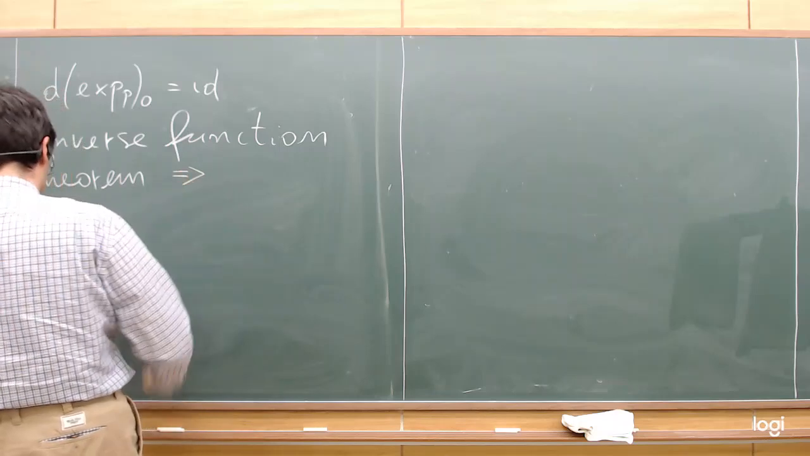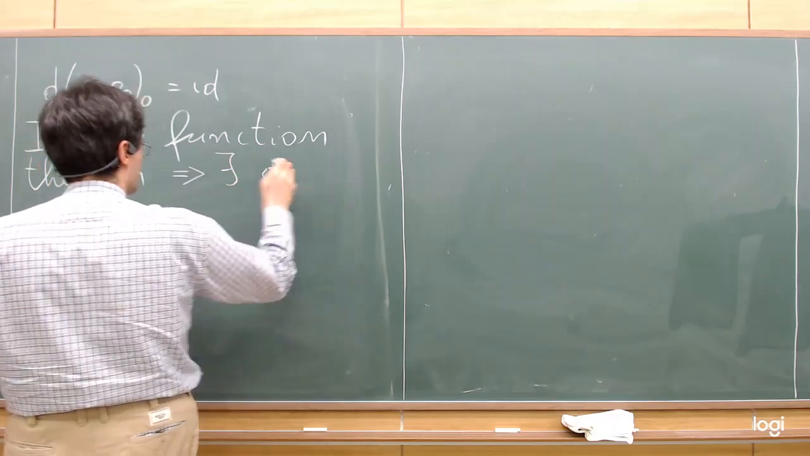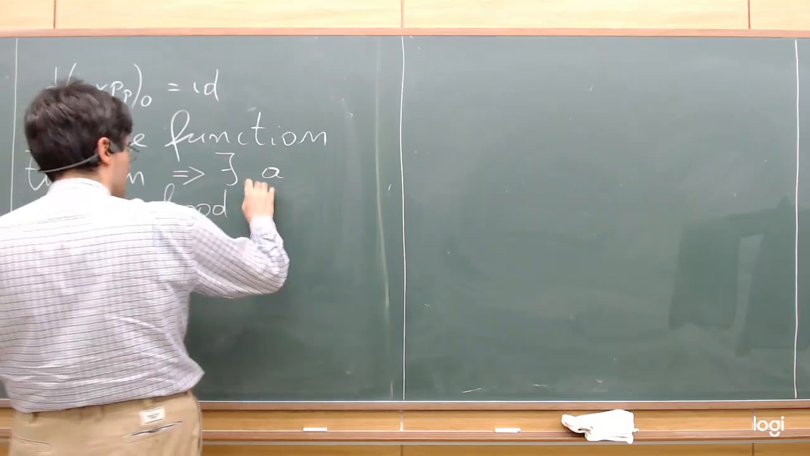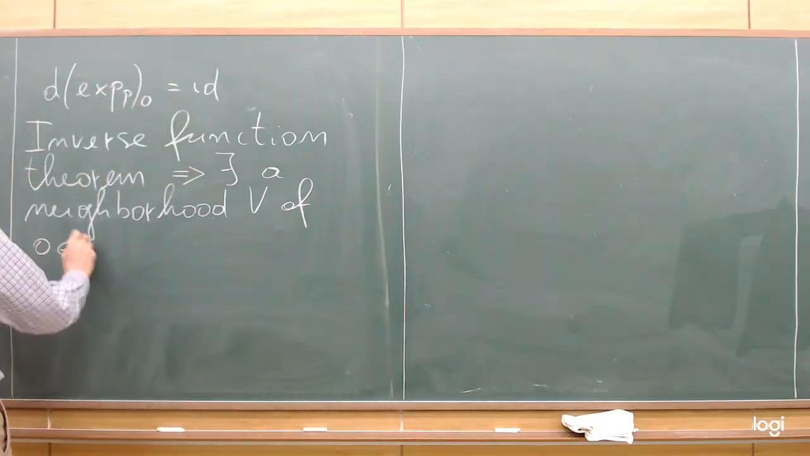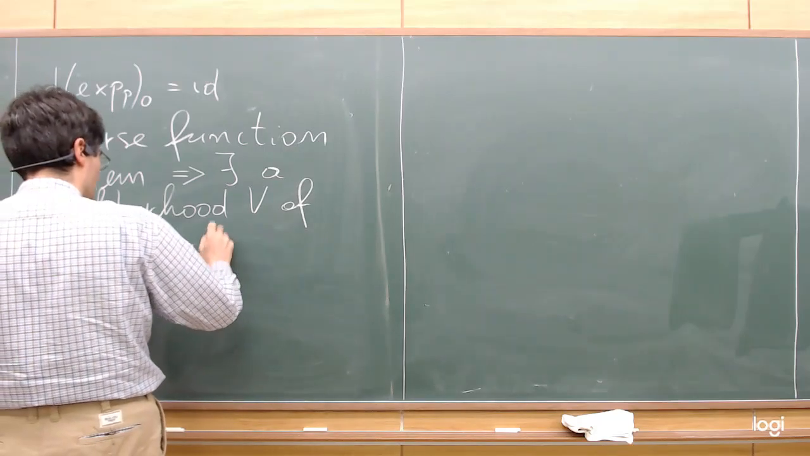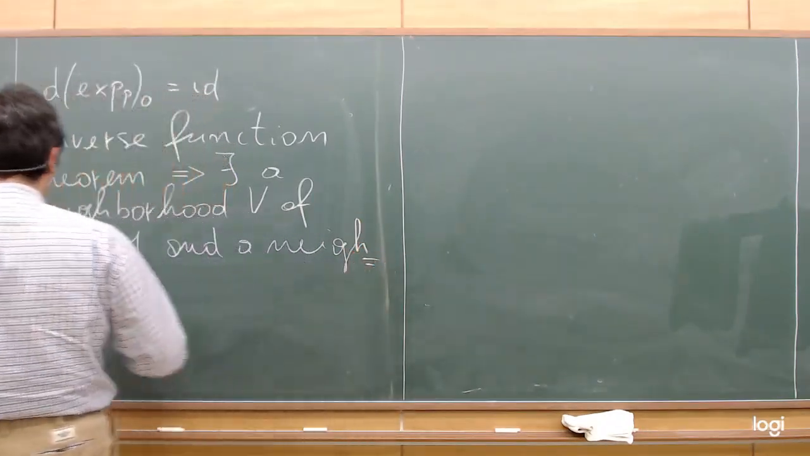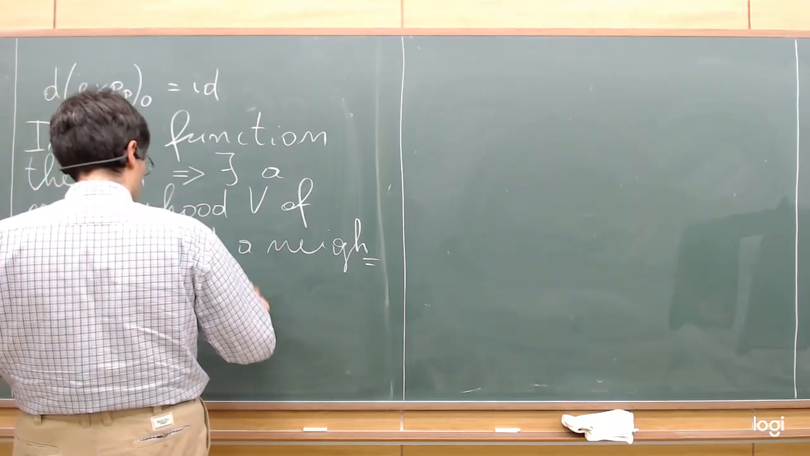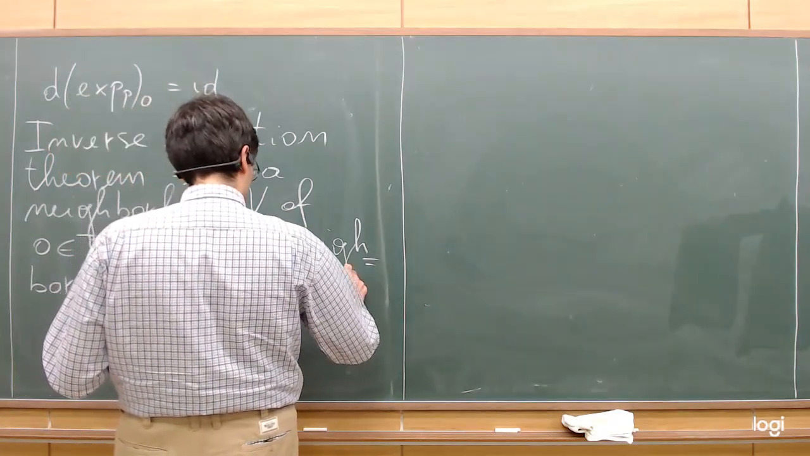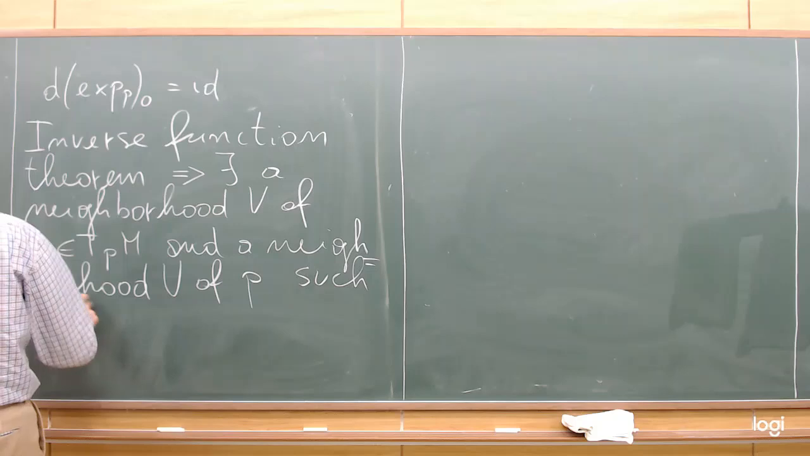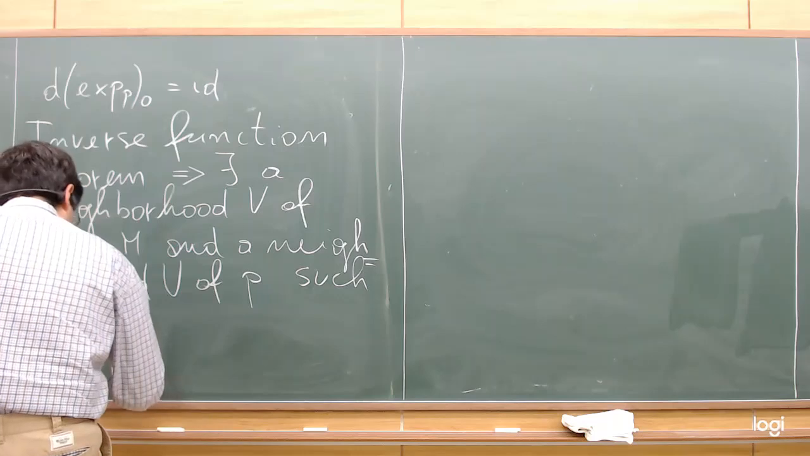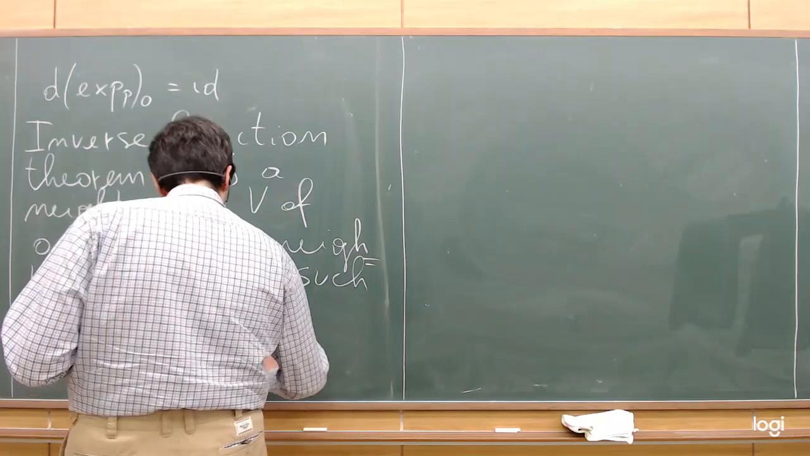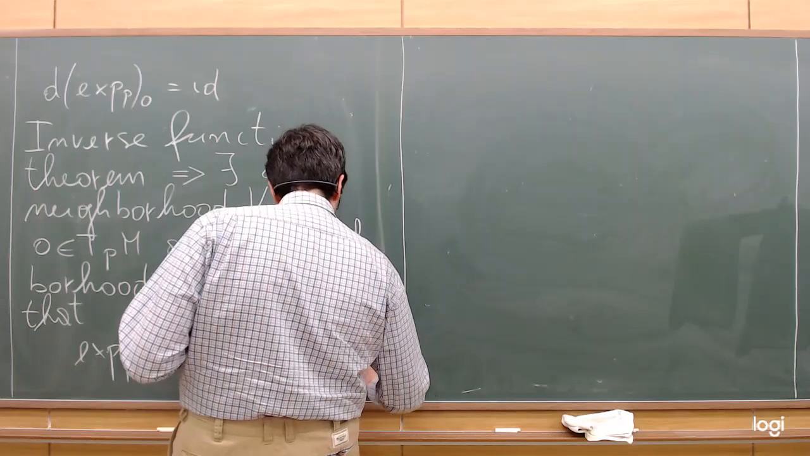and deduce that there exists a neighborhood V of 0 in TPM and a neighborhood U of P such that the restricted exponential map defined on V with values on U is a diffeomorphism.